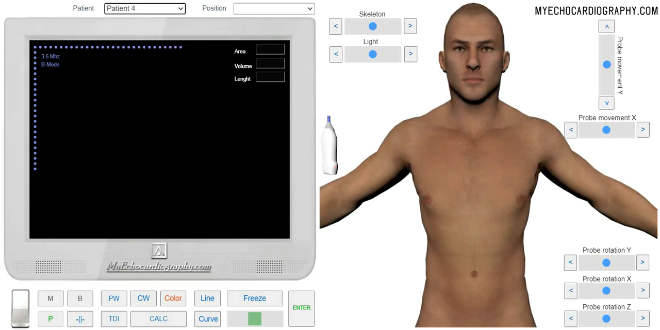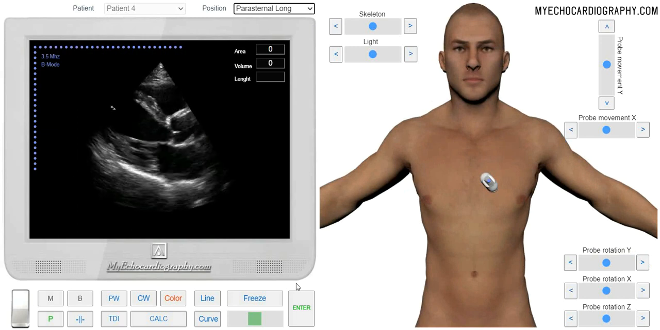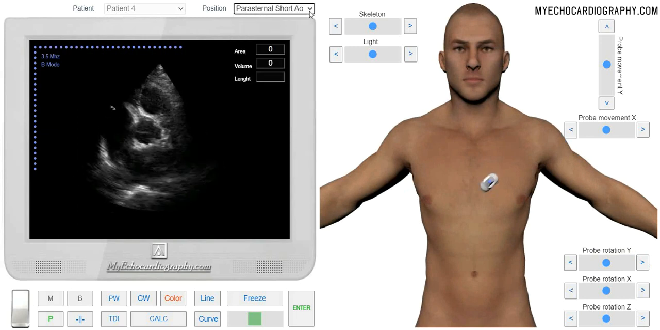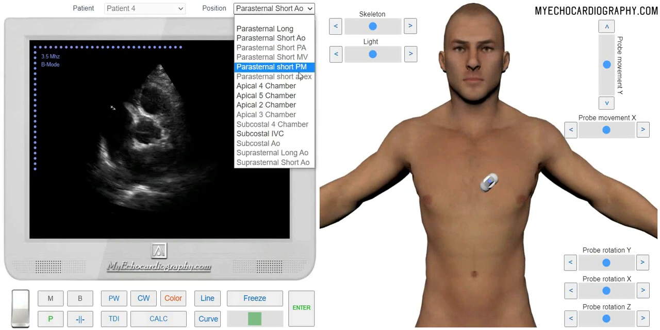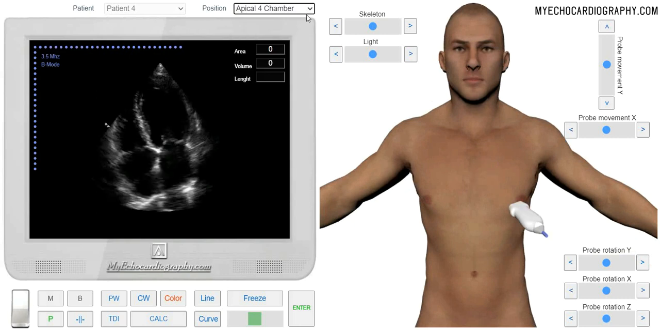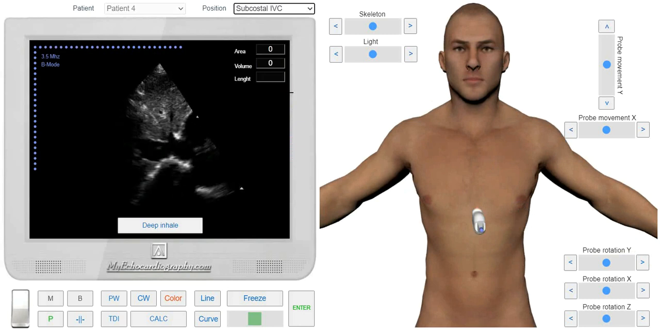Select the patient. Choose the echocardiography view. Left parasternal view, long axis of the heart. Short axis at the level of the aortic valve. Short axis at the level of the papillary muscles. Apical four-chamber view. Subcostal view of the inferior vena cava.